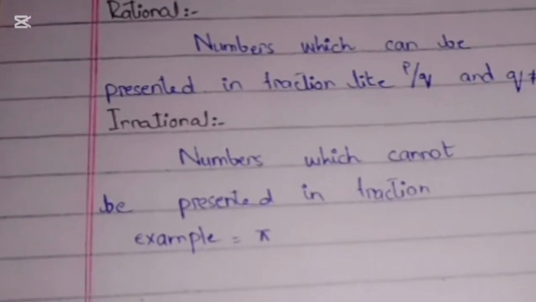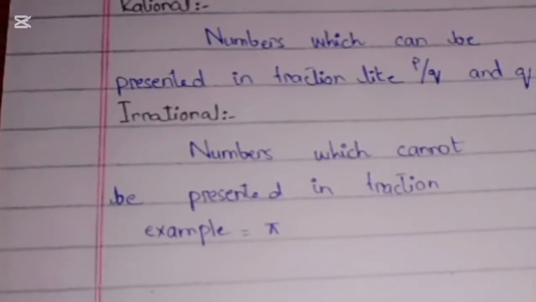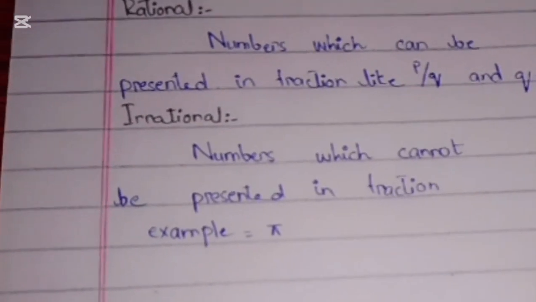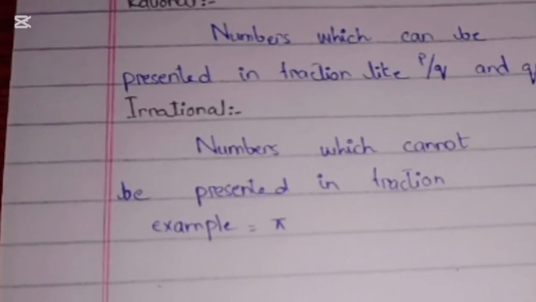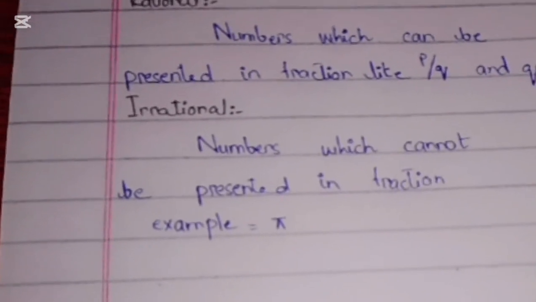Now the main question is what is p by q? The p represents the numerator and q represents the denominator, and q is not equal to 0, that means the denominator is not equal to 0.